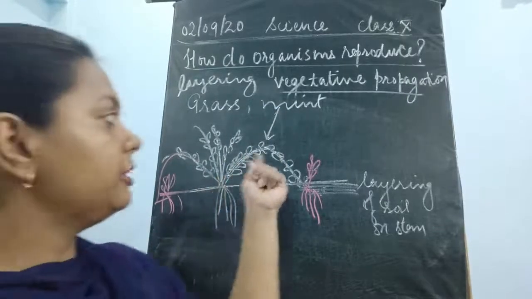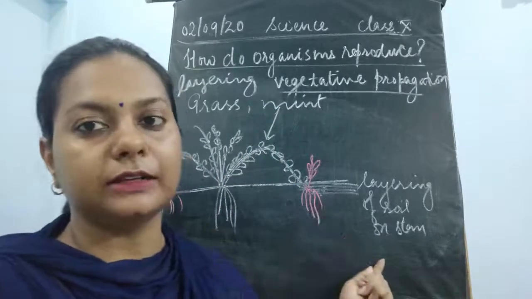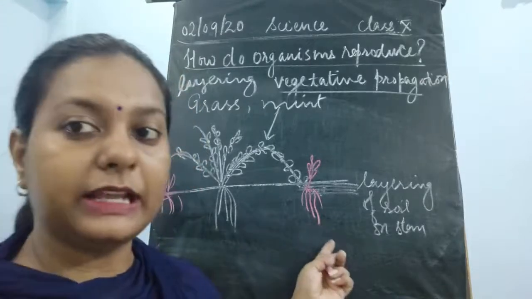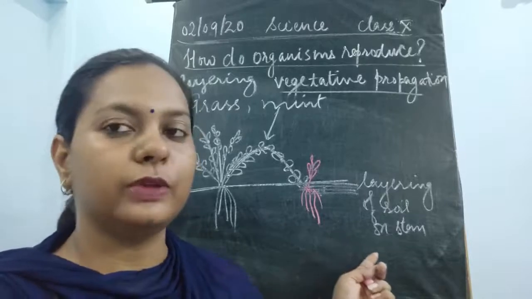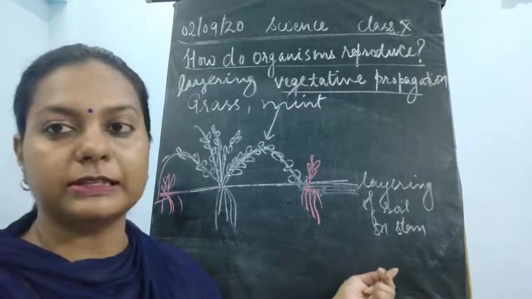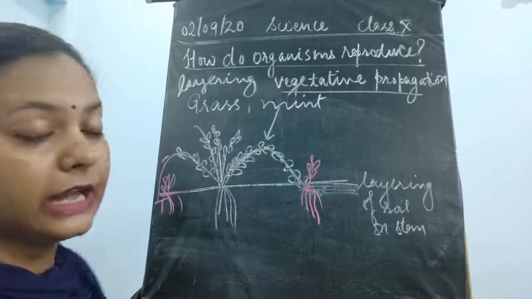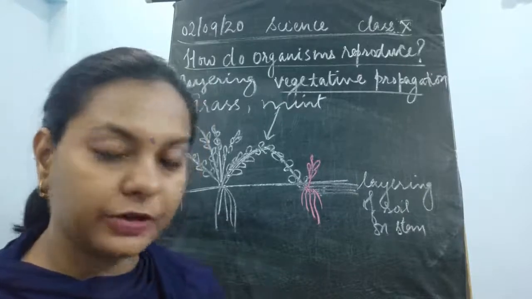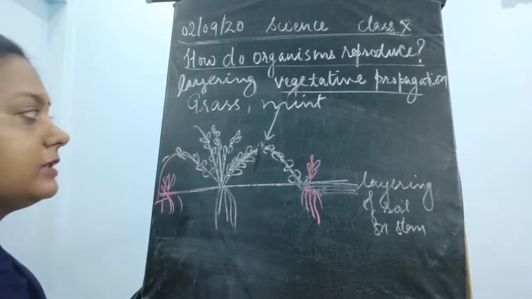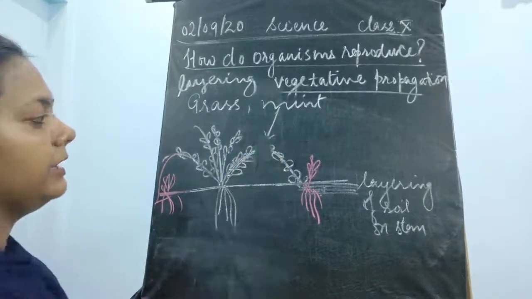We will pull one branch down inside the earth, we'll cover it with the soil layers and we'll leave it for some time, a few days, say for 1 week, 2 weeks. Then after that you will see that small roots are coming out from the stem. Fine. And in the last part, what you have to do, you just cut this from the parent plant.